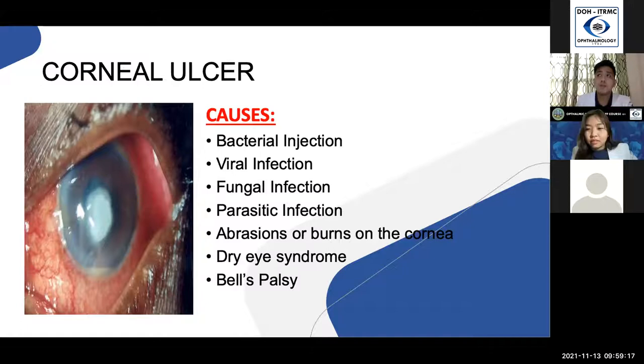Most common din yung mga natamaan ng plant-based material, rice husk, mga walis tambo. So you are prone to having a corneal ulcer.